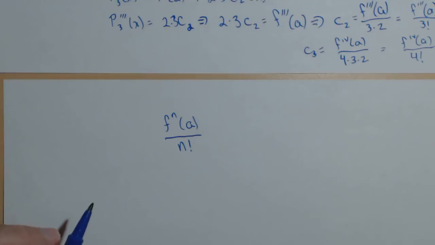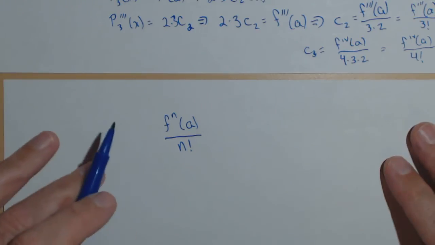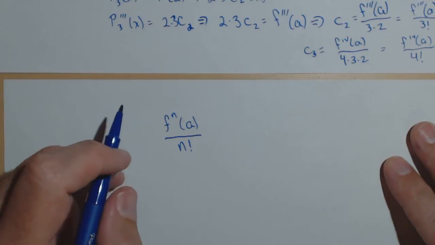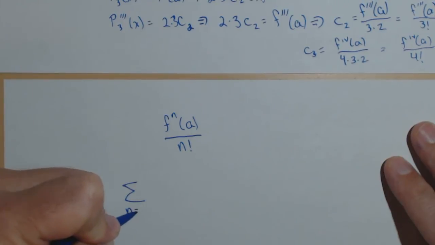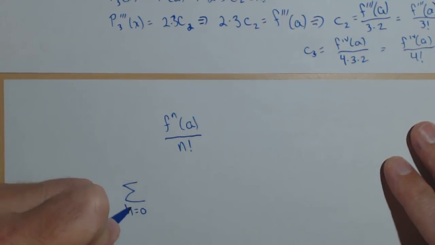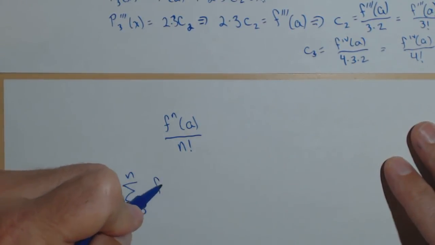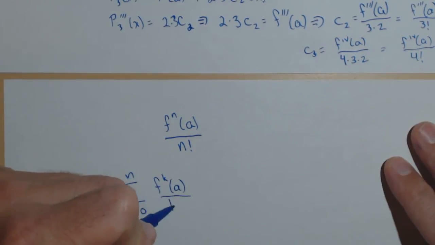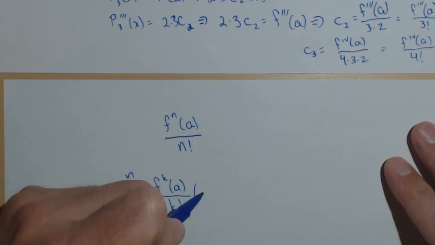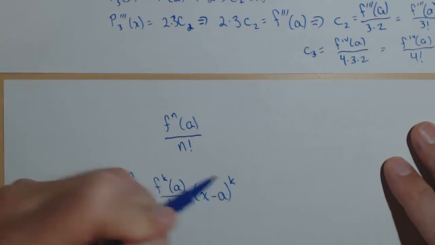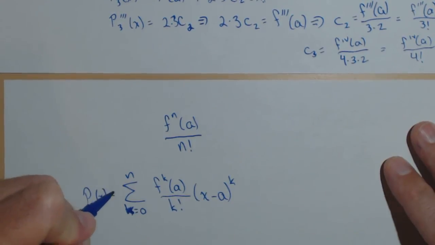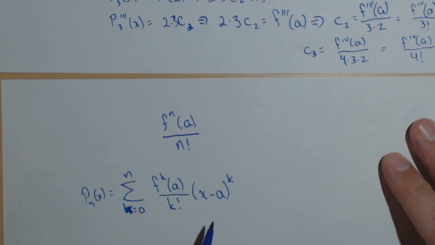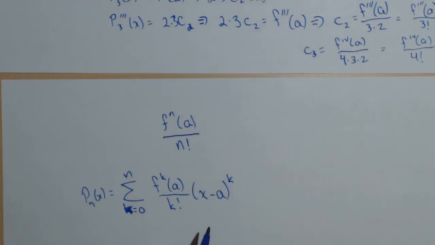Now, what we need to do is generalize this so that we can put it into our summation notation. So, if I use k equals 0 to n, then the coefficient is going to be the kth derivative evaluated at a over k factorial, and then times x minus a to the k. So this will give us the nth degree Taylor polynomial centered at x equals a. And what we're going to do is now look at some properties of Taylor polynomials.